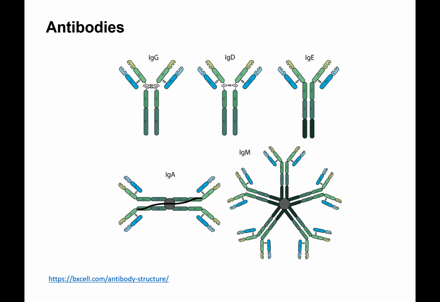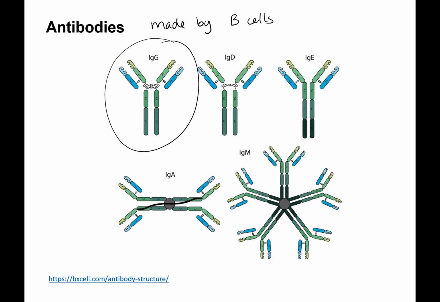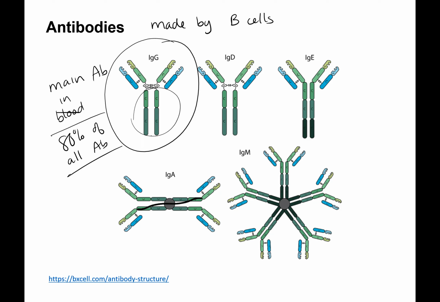And just so you know, we produce different types of antibodies. Antibodies are made by your B cells in your immune system. And the paper is going to talk about IgG. This is the main antibody in the blood and makes up about 80% of all antibodies. So you don't have to worry about the other types. I just want you to be aware that they're going to talk about the Fc region of the IgG antibody.